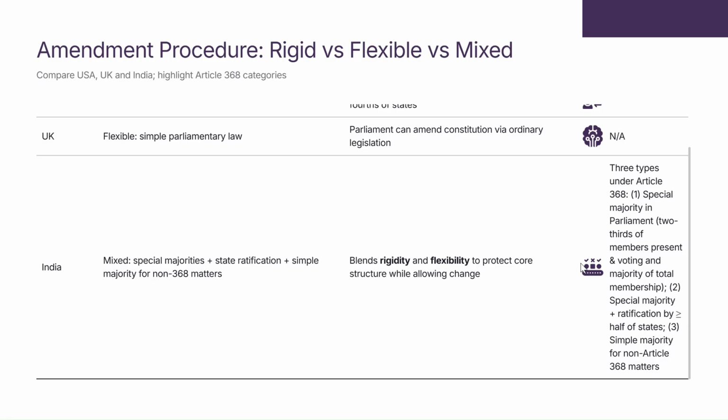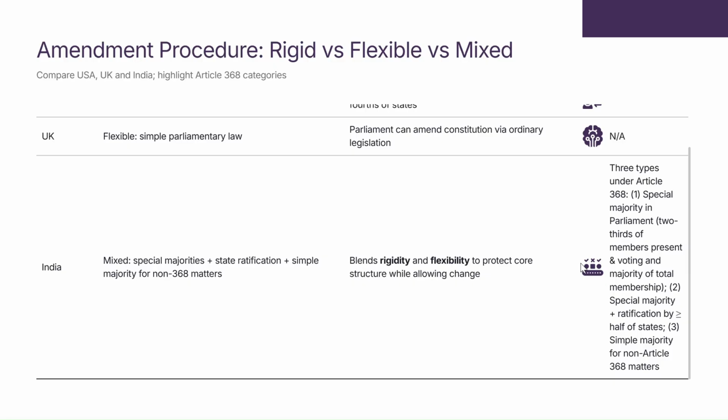Let's take a look at majorities needed to amend our Constitution. Under Article 368, that is, when amending the Constitution, we need special majority. Special majority means two-thirds of members present and voting plus majority of total membership. In some cases, special majority plus ratification by half of the states is also required. In matters outside of Article 368, simple majority is enough.